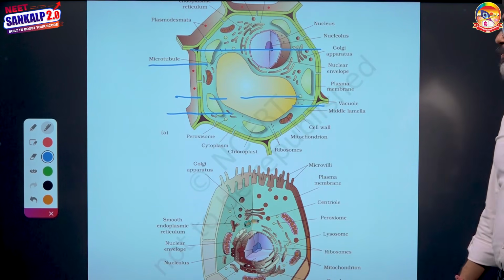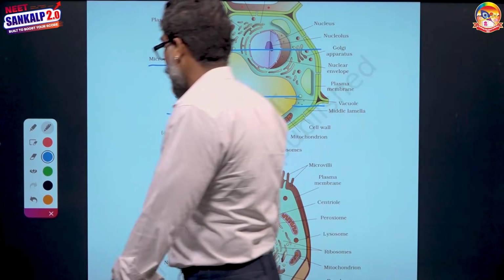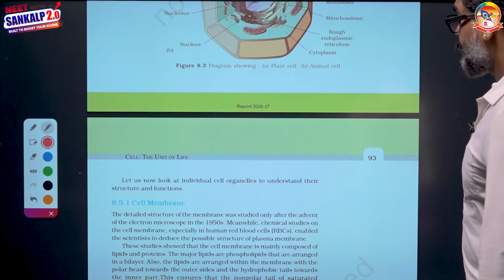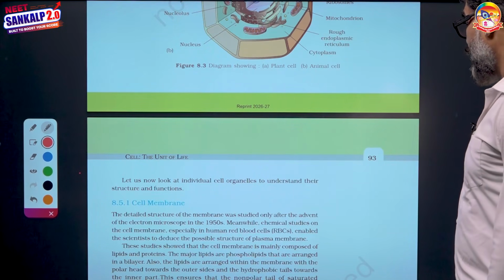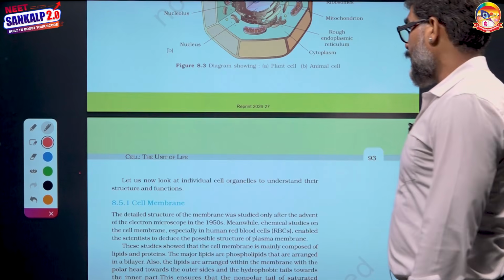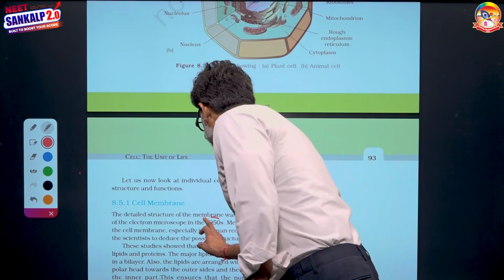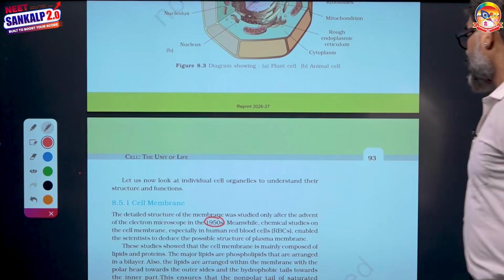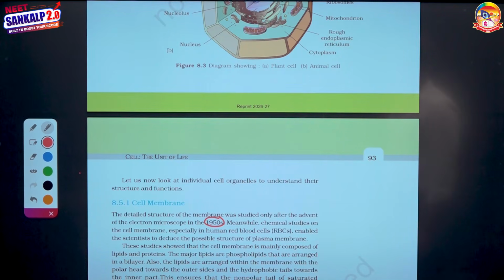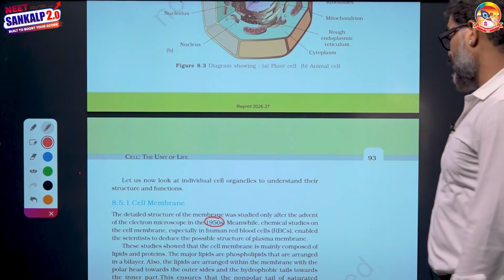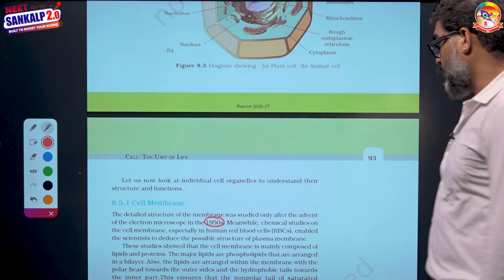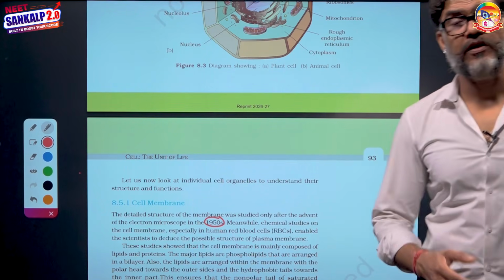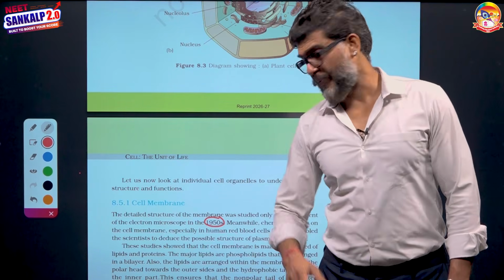Then these two diagrams, including their labelings, you have to keep in your memory. Later on, the cell membrane. The detailed structure of the membrane was studied only after the advent of the electron microscope in the 1950s. Keep in memory. Chemical studies on the cell membrane, especially in human red blood cells, enabled scientists to deduce the possible structure of plasma membrane. These studies show that the cell membrane is mainly composed of lipids and proteins, two major components. That is why membranes are also known as lipoproteinaceous membranes.